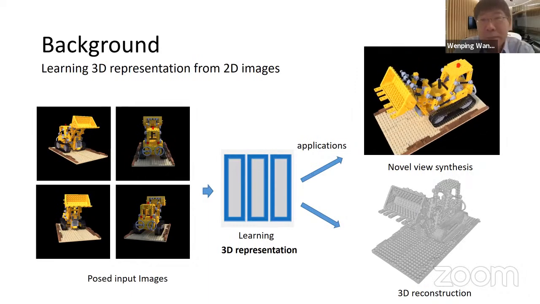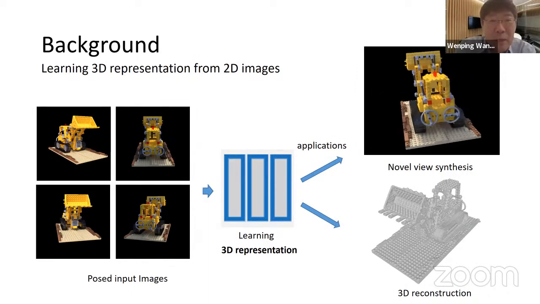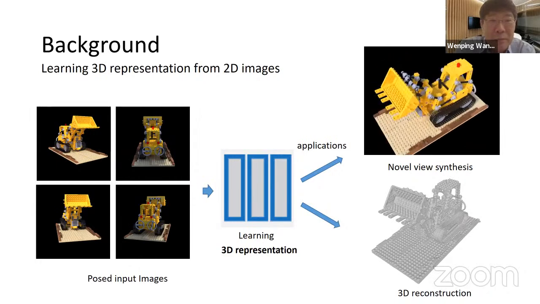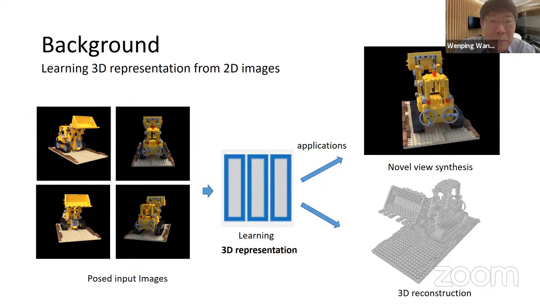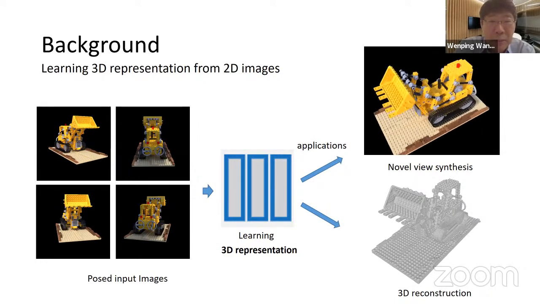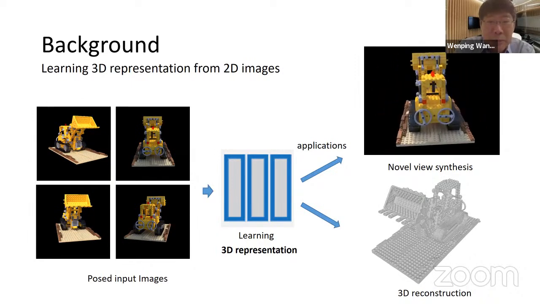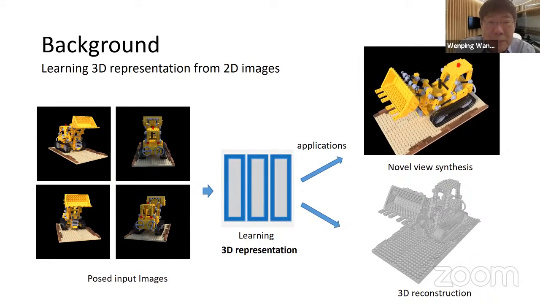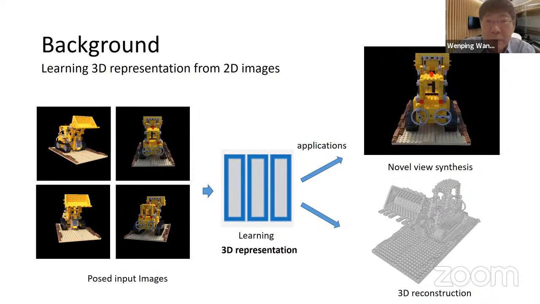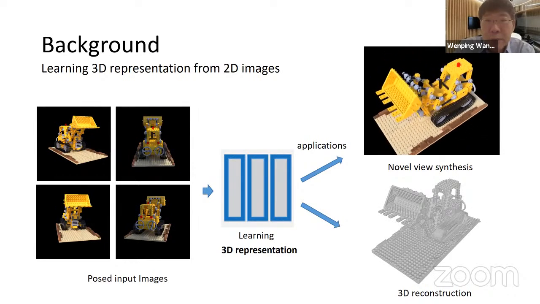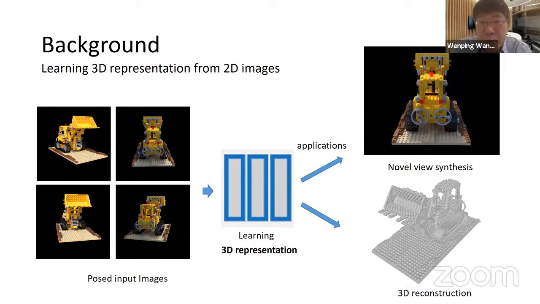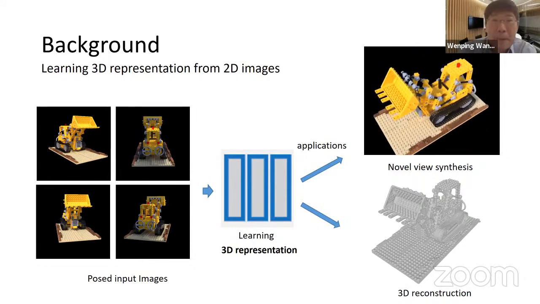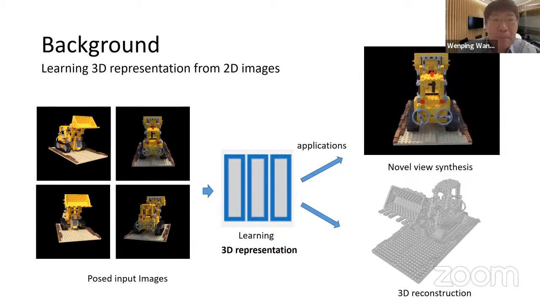The number could be 40 or even 100. Basically, you need to cover the objects from all the angles. The 2D images will be used to train a 3D representation in a neural network. This 3D representation can be used for novel view synthesis, as shown on the right, or could be used for 3D reconstruction. Okay, this is the main background.